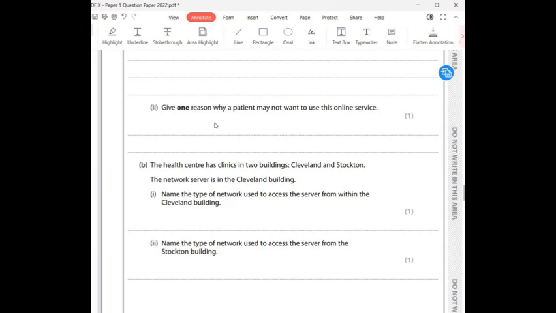So I would say may not have access to the internet as one. Or I might not want to use it. I would just say may not want to use it.